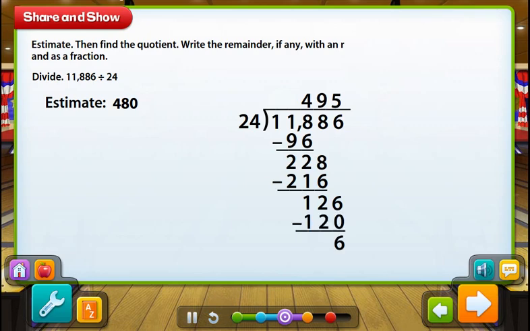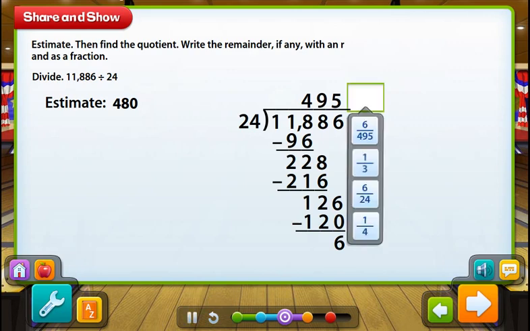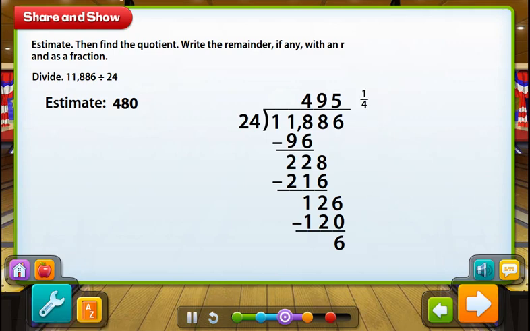If you subtract 120 ones from 126 ones, you will have 6 ones left over. Now, type the remainder. That's right. The remainder is 6. There's another way to write the remainder, which shows the remainder as a fraction in simplest form. The correct answer is 1/4.